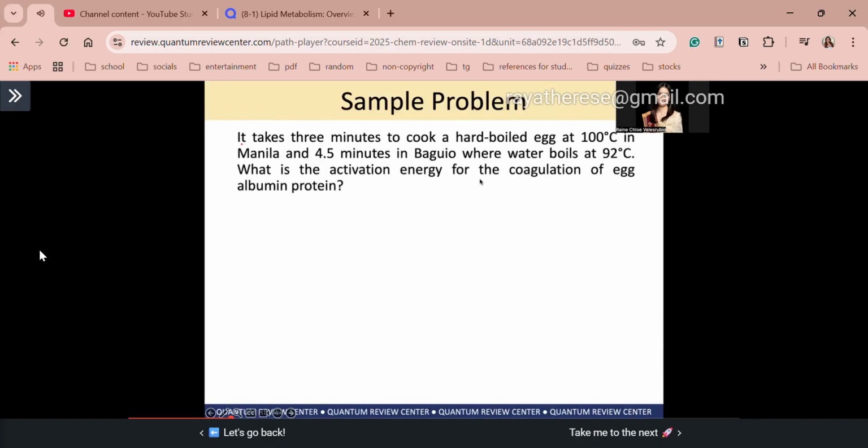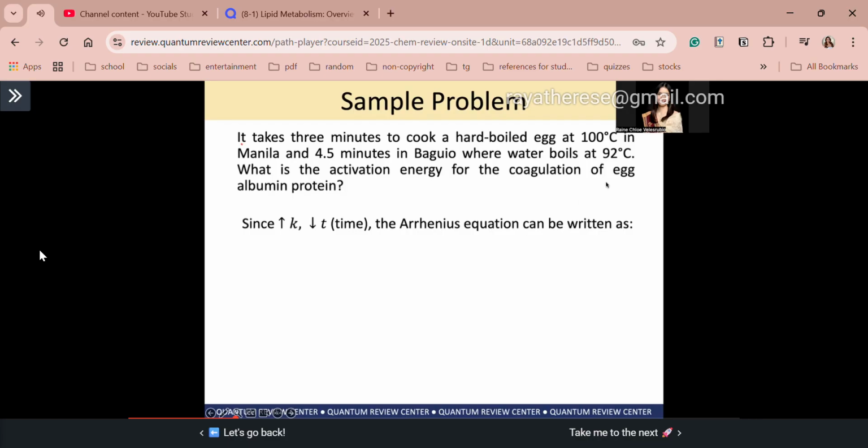Now, let's try to answer the sample problem, okay? It takes 3 minutes to cook a hard-boiled egg at 100 degrees Celsius in Manila and 4.5 minutes in Baguio, where water boils at 92 degrees Celsius. What is the activation energy for the coagulation of egg albumin protein? Guys, we are only given time and temperature here. The time, guys, we can relate it to the rate constant, right? We know that if we have a higher rate constant, therefore a faster reaction rate, then it would take a smaller time in order for the egg to cook, right?